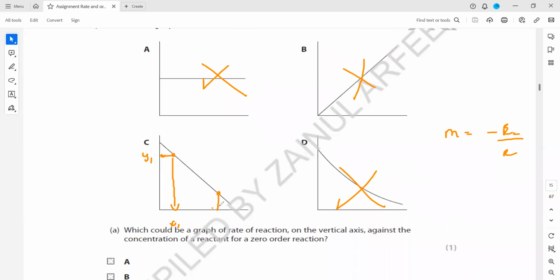When you take the second point, this will be x2 and this will be y2. So y1 is above y2, it means the gradient will be negative. Here, what happened when we take the first point, x1 is there and y1. And when we take the second point, x2 is there and y2. So y2 is above y1. It means when we take out the gradient, it will be a positive gradient. But we want a negative gradient and a constant gradient, because it's a straight line, so it must be a constant gradient.